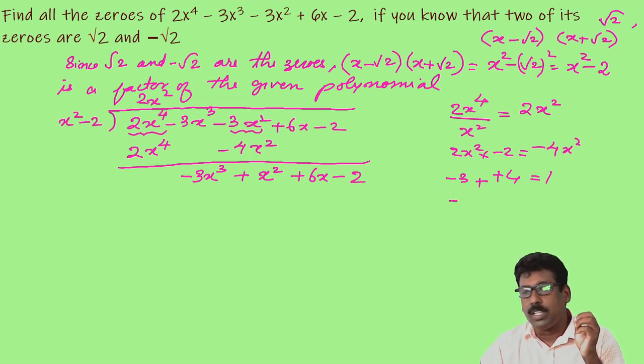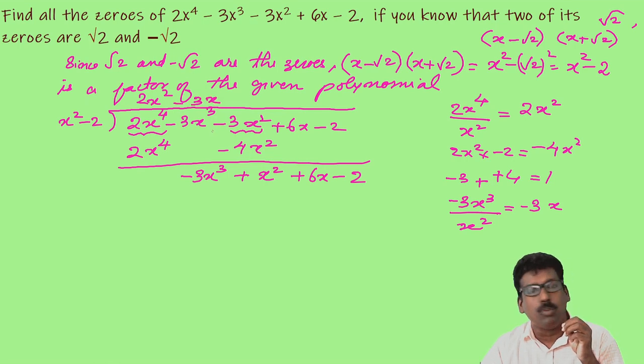Now the first term here is negative 3x cube. First term of the divisor is x square. Do divide it, you get minus 3x cube by x square is minus 3x. So minus 3x will be the second term of the quotient. Now do multiply x square minus 2 by minus 3x. Minus 3x into x square is minus 3x cube, minus 3x into minus 2 is plus 6x. That you have to write here, plus 6x.